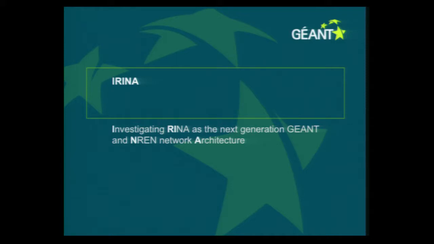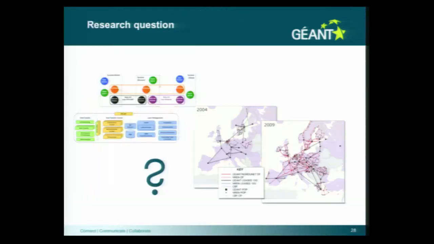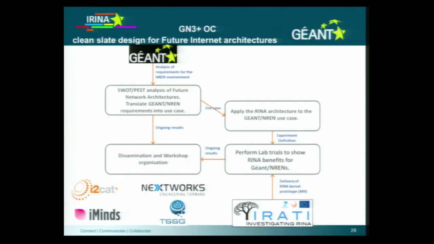So the project, the hat that I'm wearing, is for IRINA. IRINA is investigating RINA as the next generation GÉANT and NREN network architecture. And the research question is just, if we use this architecture and we apply it to the GÉANT and NREN case, what are the benefits?